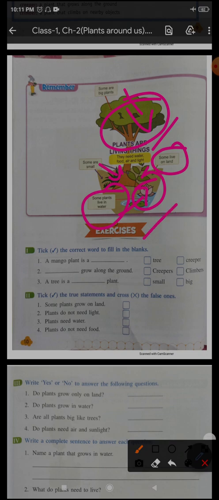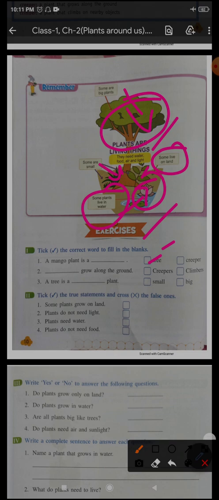Now come to the exercise. In the first section, take the correct word to fill the blanks. A mango plant is a... already you know that mango is very big in size, having a thick, woody and strong stem, so that's why it is a tree. It is not a creeper, because it stands straight. Creepers are unable to support their weight, so it can't be a creeper.